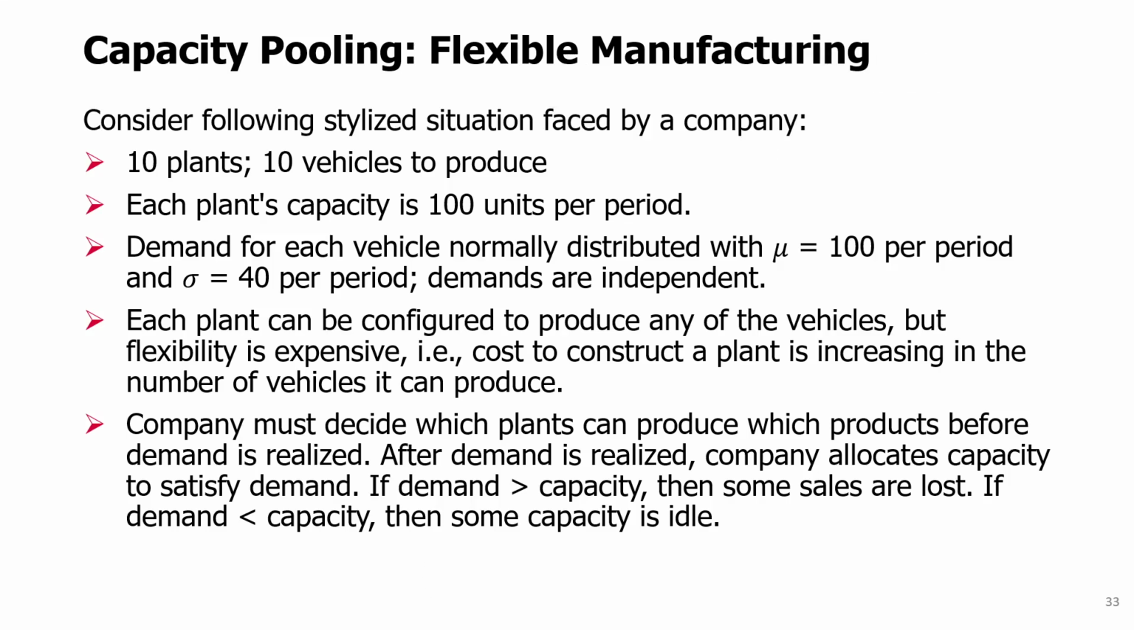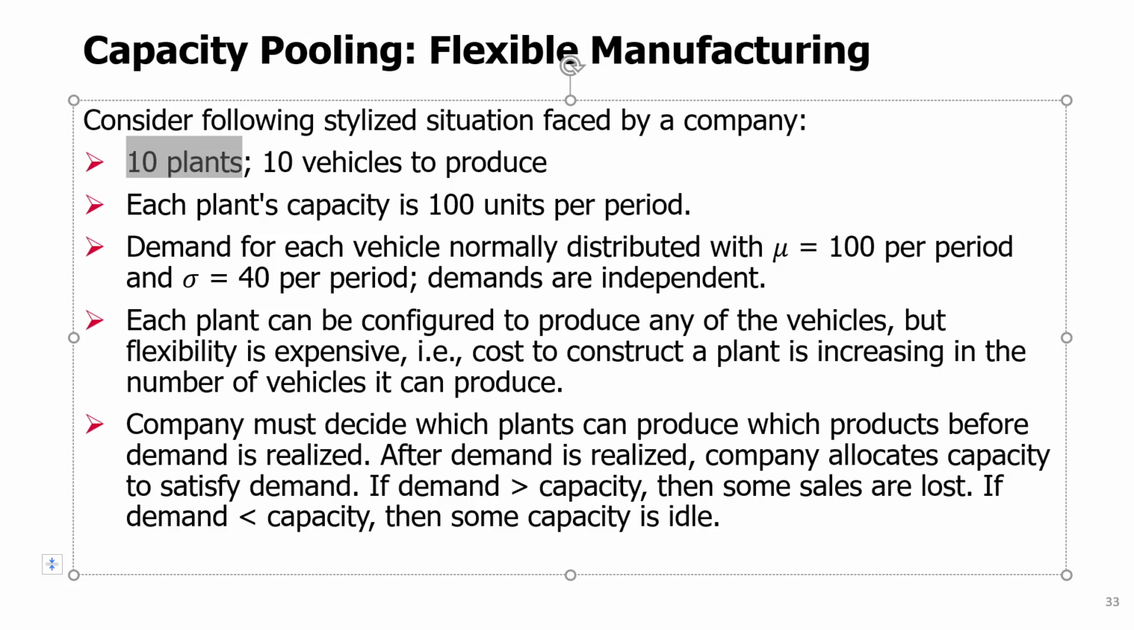Again, the example is designed so that we can easily do the calculations and see the benefits. So imagine we have 10 plants that make vehicles, and there are 10 vehicles to produce. Each plant has a capacity for 100 units per time period, per week or something; we will not define the period. And the demand for each vehicle is normally distributed with the mean that matches the capacity of a single plant. So mean is 100 and standard deviation 40. And we assume demands are independent.